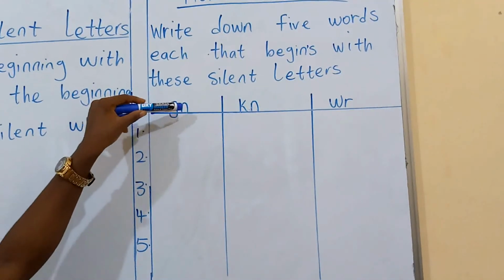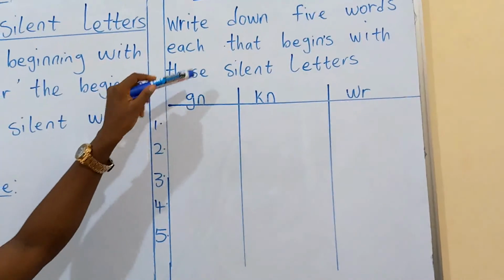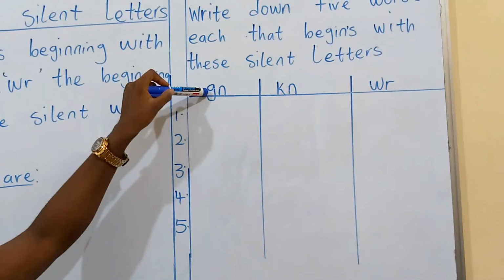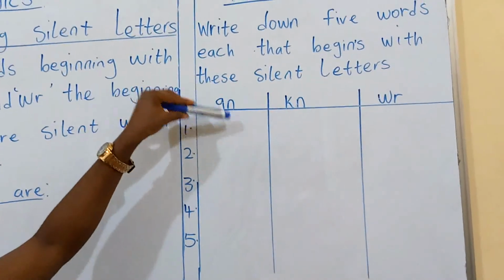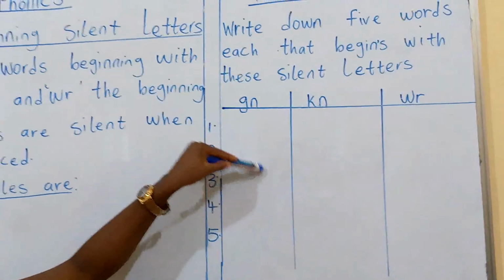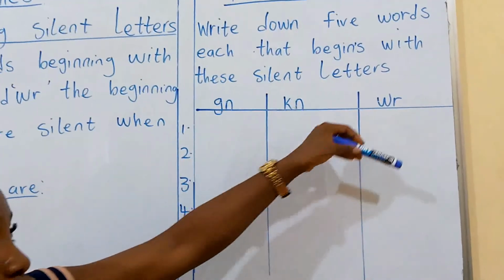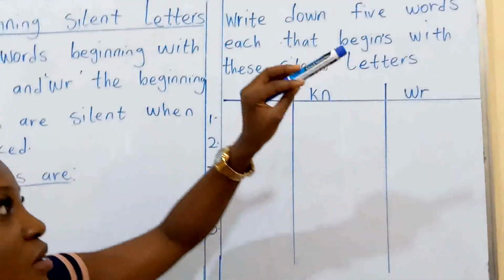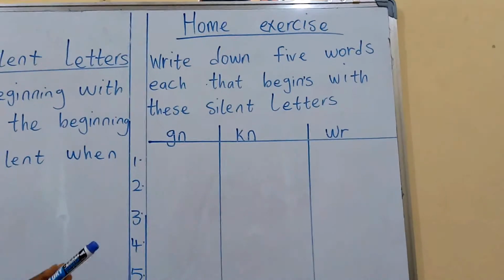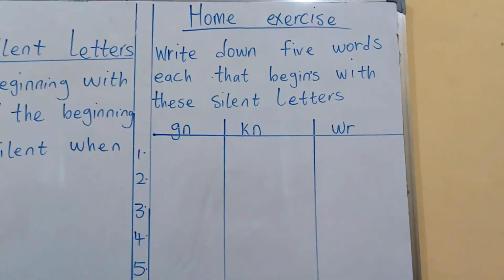Words that start with this beginning silent letters. The word should have a silent letter at the beginning. And it should be what? G. So each of them carries 5 words. So you have to write 5 words each. So you have 5 words here, 5 words here, and also 5 words here. Okay. So now write down this and make sure you read your books.